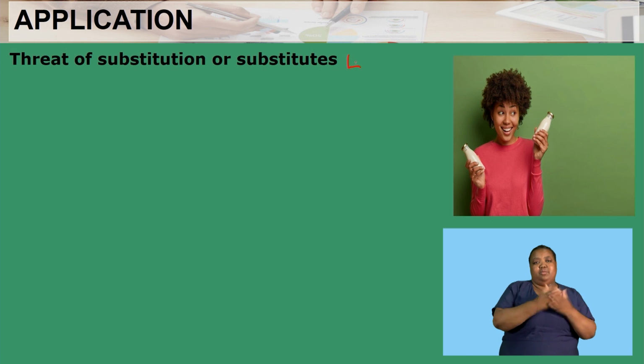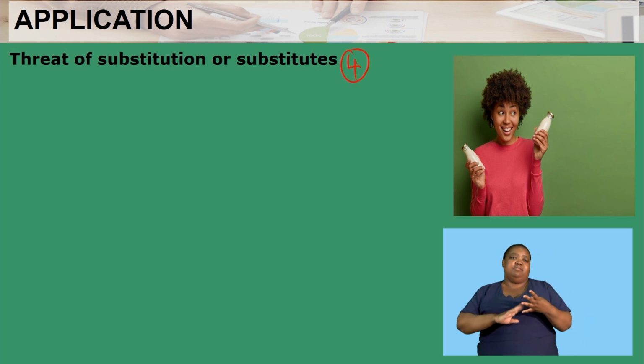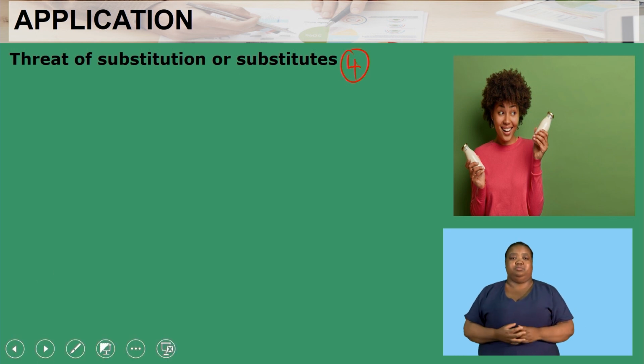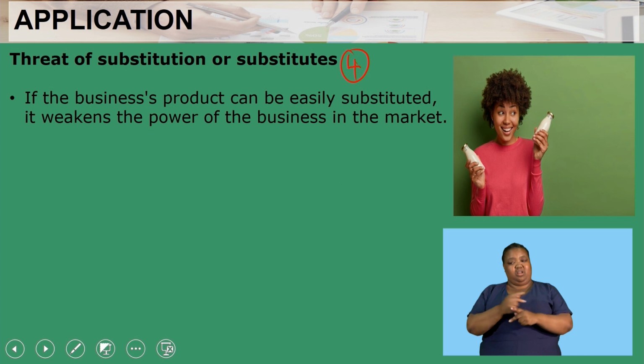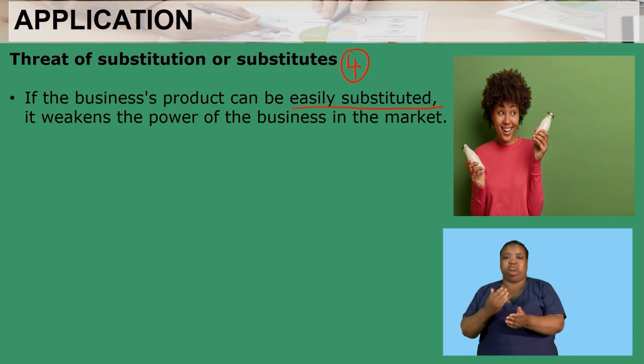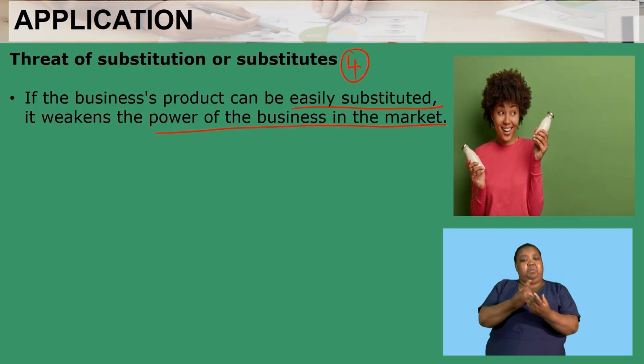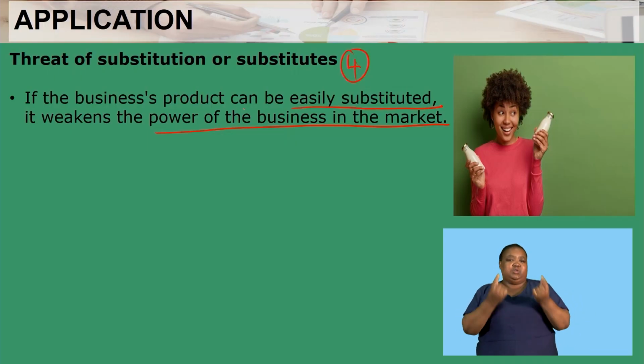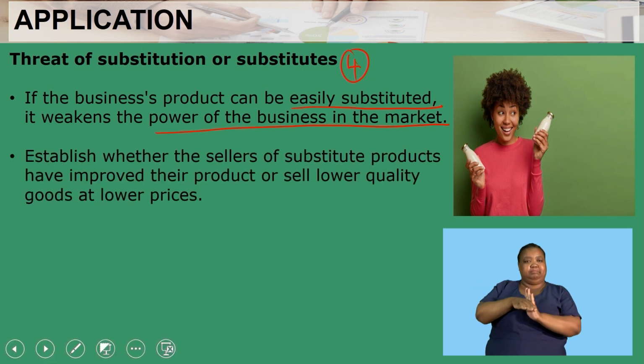Now we go to the fourth one. Remember, we are done with the 3 powers. Now we're doing the 2 threats. Threat of substitution. What is a substitute? Let's read here. It says, if the business's product can easily be substituted, instead of using this you want to use that, because you get the same satisfaction from using the other product instead of product A, it weakens the power of the business in the market. So if I can substitute product A for product B, it weakens the power of the business in the market.